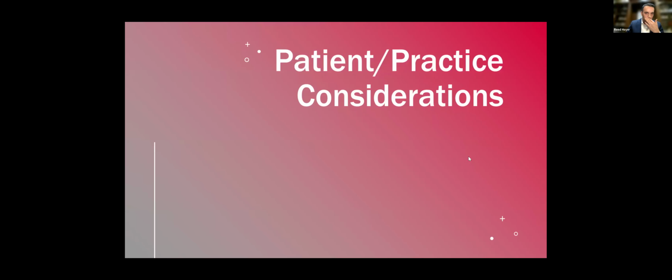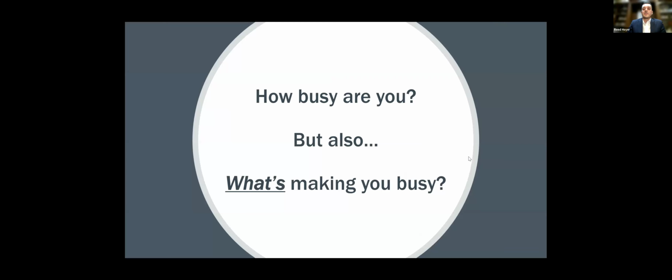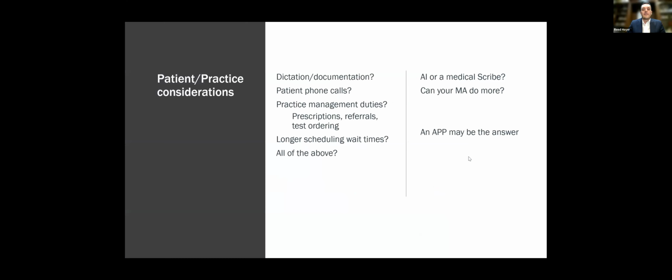First, we'll start with patient and practice considerations. When it comes to thinking about your practice considerations, I think you need to not only answer the question of how busy are you, but also what's making you busy. So what do I mean by that? For example, if you're spending a significant amount of time and energy on documentation, if you're waking up early or staying up after your family goes to sleep to dictate notes, maybe the answer isn't an APP, but maybe you need to hire a scribe or invest in some of the newer AI technology, which is getting better and better.